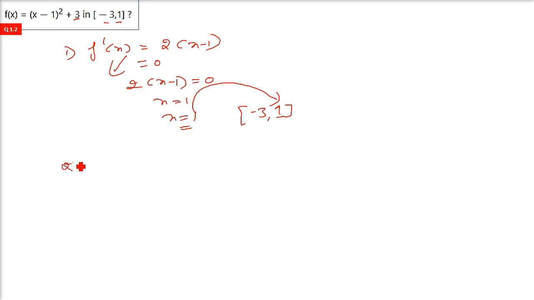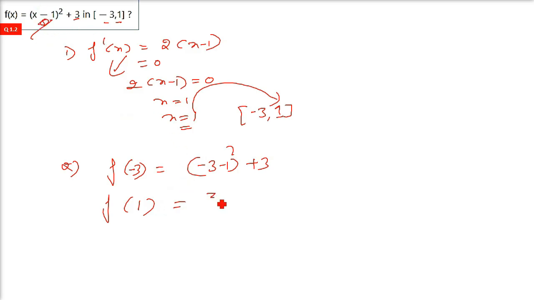The second thing will be, just check this function at -3 and 1. F(-3), just put it here, -3 minus 1 whole square plus 3. When we place 1, it will be 1 minus 1 whole square, that is 0, and plus 3 directly it will come as 3. When you compute, 4 square is 16, 16 plus 3 is 19. So you got 3 and 19. 3 is lower than 19, or 19 is higher than 3. 19 we got at f(-3), and 3 we got at f(1), that is the critical point 1.